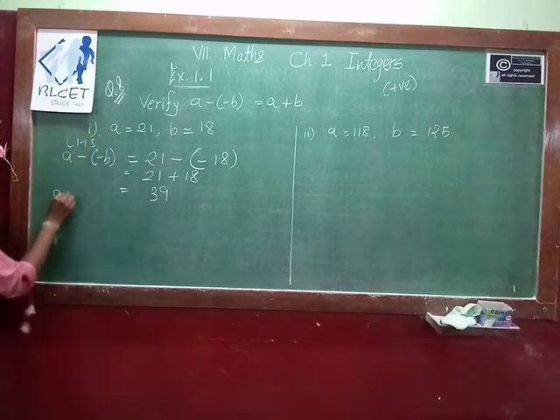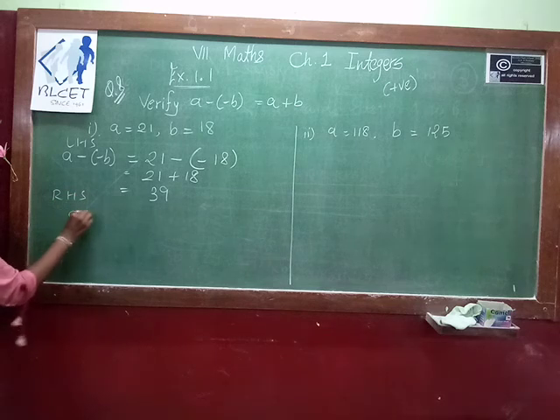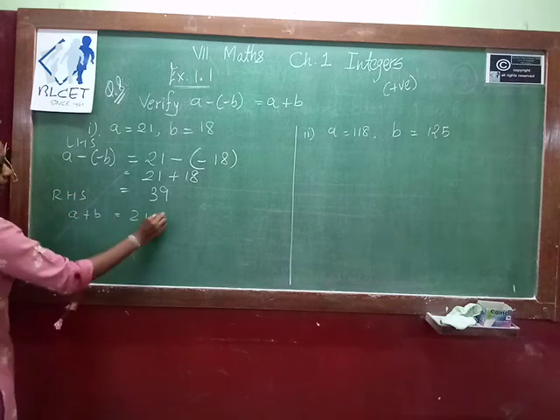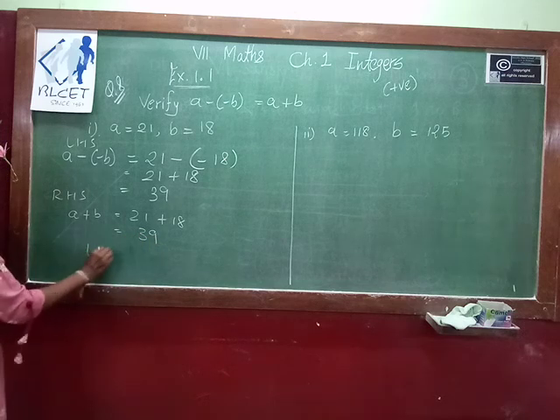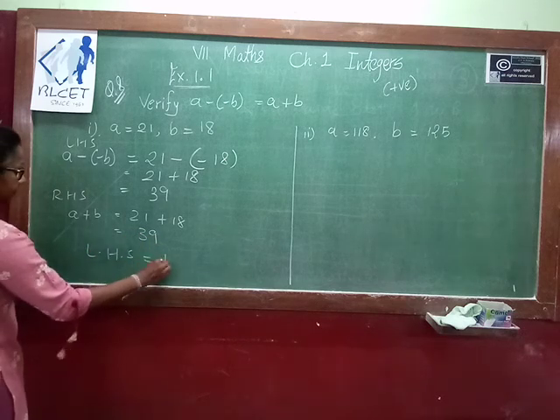Now we will see RHS. A plus B, which is equal to 21 plus 18, which is equal to 39. So what we can say, LHS is equal to RHS.